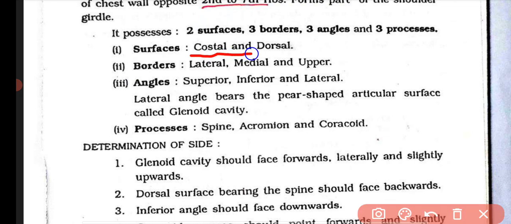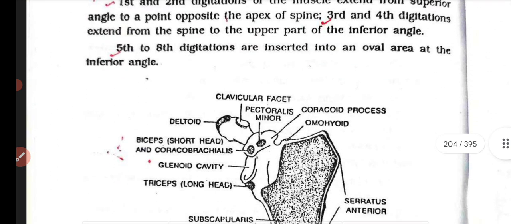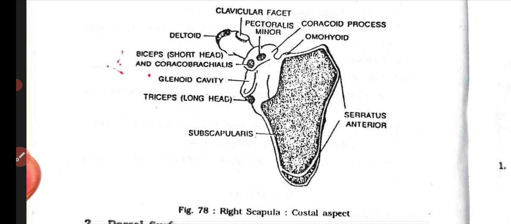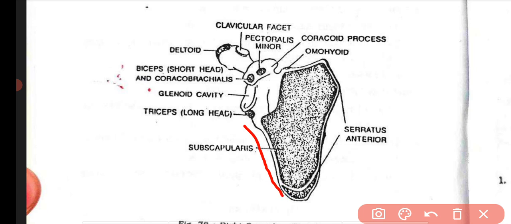So, what are the surfaces? Costal and dorsal. Costal surface means anterior surface, and dorsal surface is posterior surface. And here are the three borders: the lateral border, medial border, and upper border. Now we know about them. This one is the lateral border, this one is the medial border, and this one is the upper border or superior border.